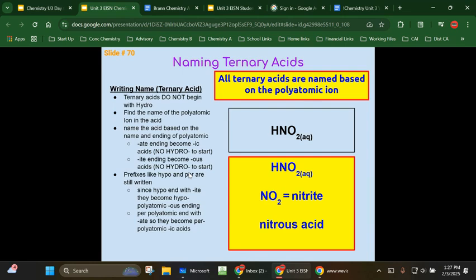Now what happens if we put hydronitric acid? Now we go back to being a binary acid. Two elements, hydrogen and nitrogen. So you can have hydronitric, you can have nitric, you can have nitrous. You could even have pernitric and hyponitrous. That's it. That's all the possibilities for acid. And again, some of them probably don't exist, but we can still name them with this system.